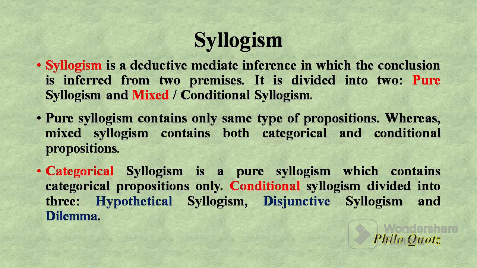It is divided into two, that is pure syllogism and mixed syllogism or conditional syllogism. Pure syllogism contains only the same type of propositions, whereas mixed syllogism contains both categorical and conditional propositions. Categorical syllogism is a pure syllogism which contains categorical propositions only. Conditional syllogism is divided into three, that is hypothetical syllogism, disjunctive syllogism and dilemma.